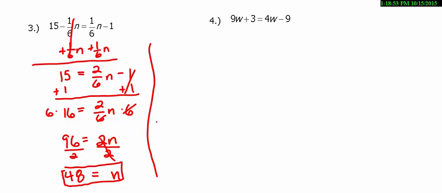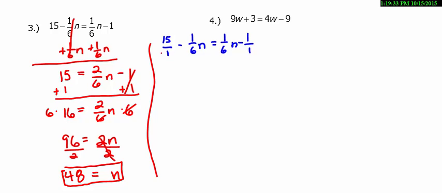Method 2, I'm going to do in blue. We have 15 minus 1 over 6n equals 1 over 6n minus 1. Now, what I'm going to try to do is get a common denominator for all of these pieces in the equation. 15 is actually written as 15 over 1. That will be helpful. The negative 1 is actually negative 1 over 1. So I'm going for a common denominator here. These are already 6's. That means I'm going to try to change the 1's into the same denominator.